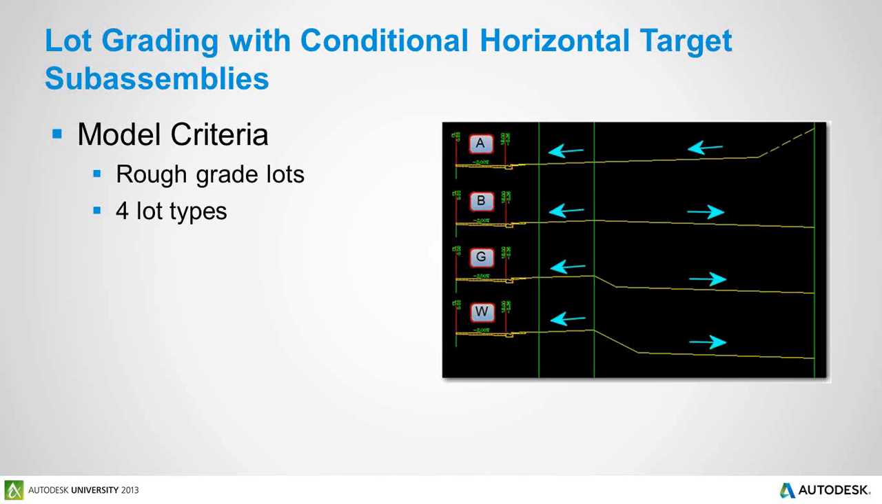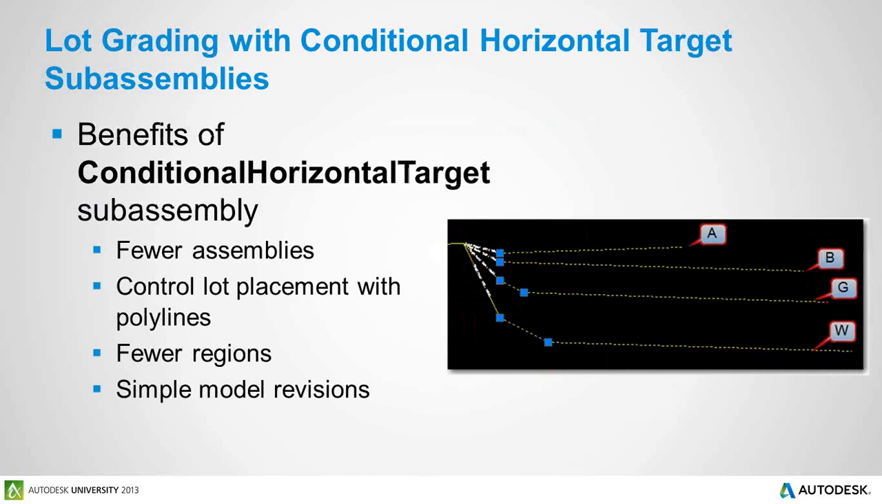All right, so that's the modeling criteria that we're going to use. All right, let's make sure I got the right slide here. All right, originally we did this without the conditional, so I would need an assembly for every combination of the 4 different lot types with different road types.